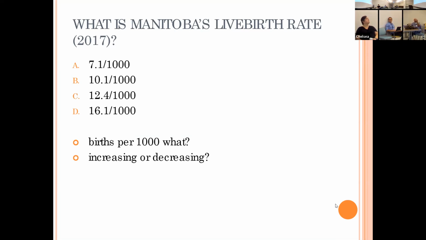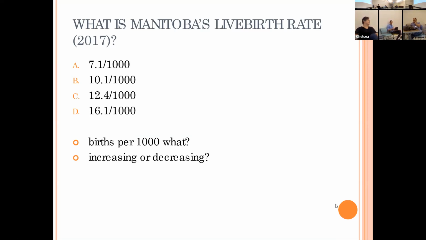The population. It's just population. It's not women, it's not women of childbearing age. It's just population. So what is it? Now you've got to try to do some math. And this is pre-COVID, because of course it went down with COVID. I would go with the 7.1 per thousand, because I was calculating almost 17,000 divided by 1,300,000. So it's actually 12.4 per thousand.